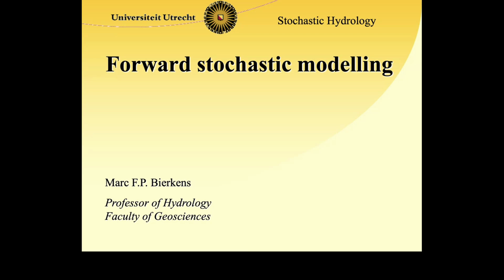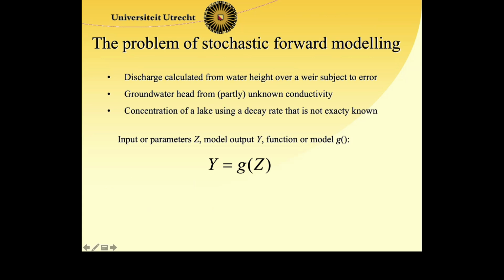Suppose that you have some model and the input or the parameter of that model is uncertain and described by a random function. The idea is then, okay, what are the random properties, the statistical properties of the output? And this is called forward stochastic modeling. Forward as opposed to inverse, where you try to estimate the parameters from observations. So forward stochastic modeling is about having a random input and trying to reconstruct the statistics of the random output.